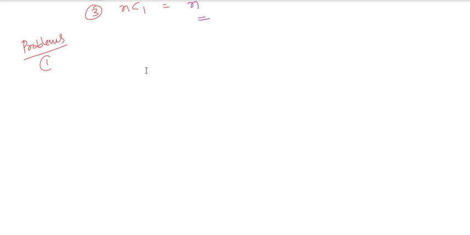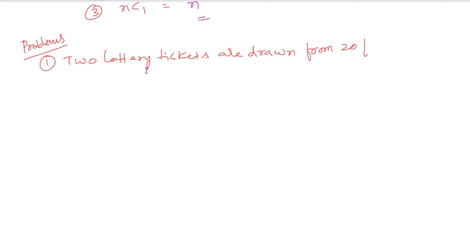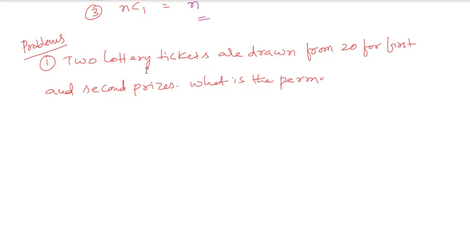Two lottery tickets are drawn from 20 for first and second prizes. What is the permutation that can be made? This is the question. Can you give me the solution for that?